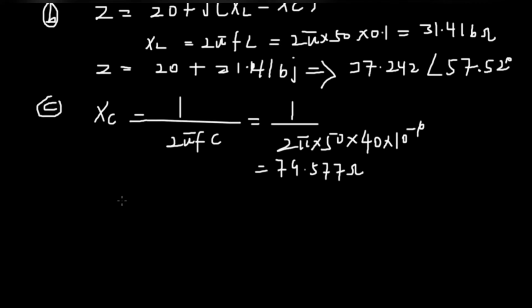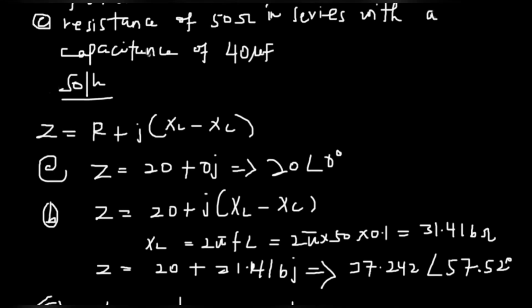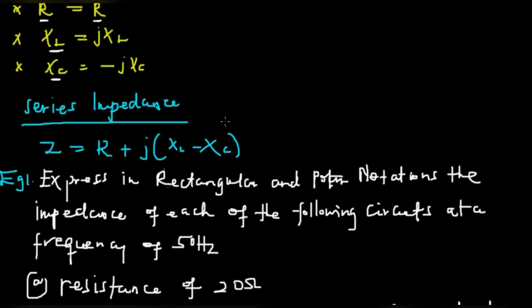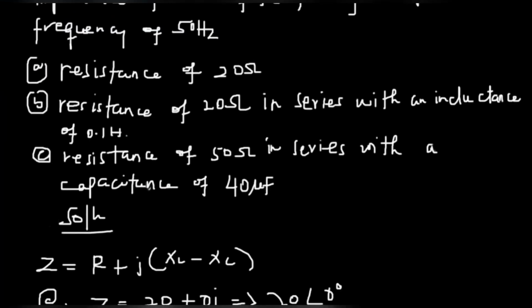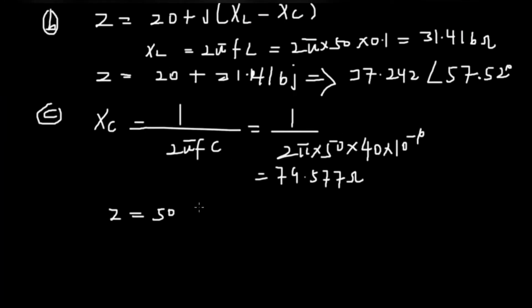So Z is equal to 50. Note that our formula over here is supposed to change when writing in complex form: it changes to negative. So we have minus 79.577 J. When you convert to polar, you will get the result.